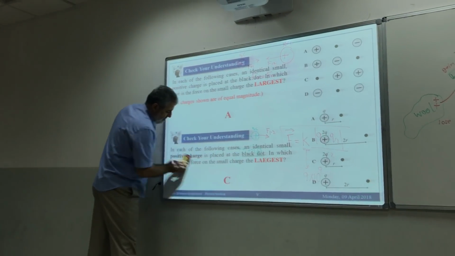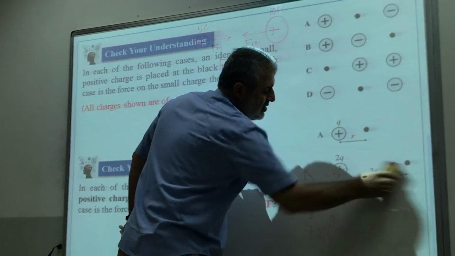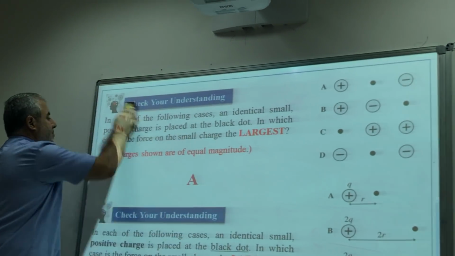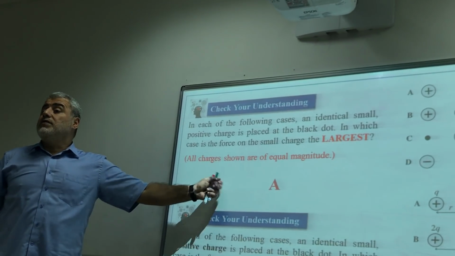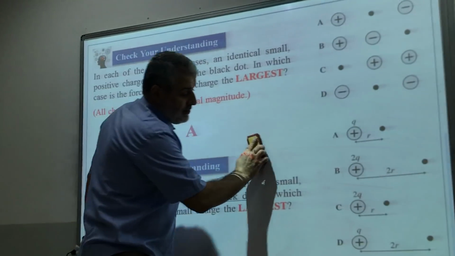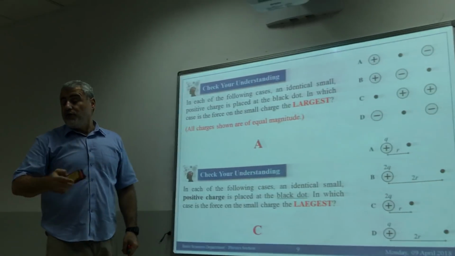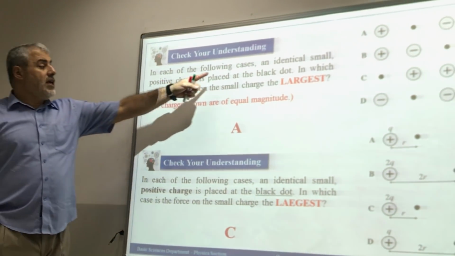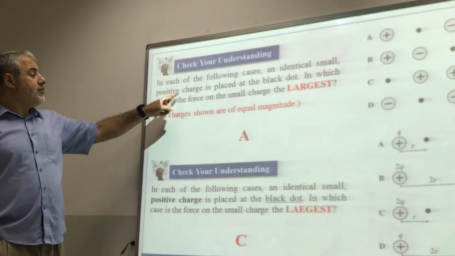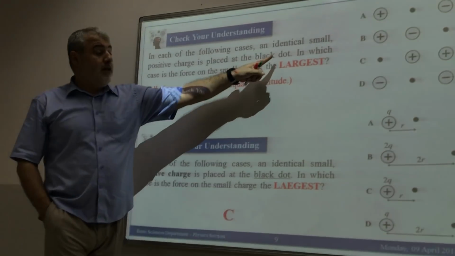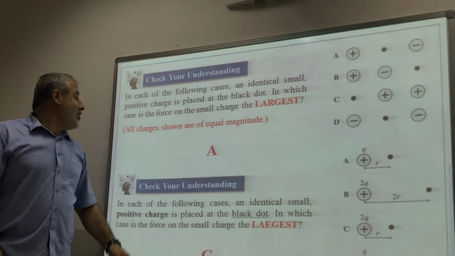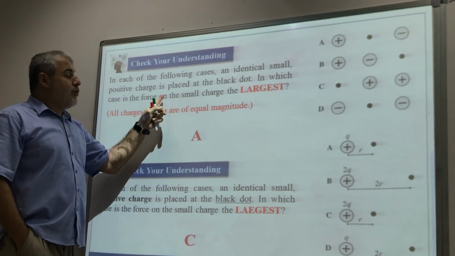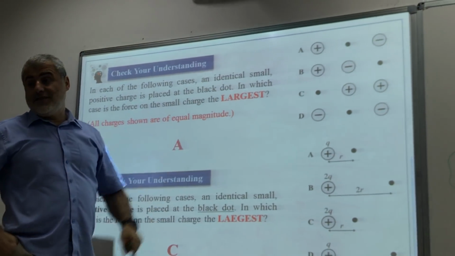I'm going to solve this quickly because we are trying to finish this lesson today. We're almost done. Pay attention. These are good questions, and we expect them because they are from your textbook. In question 1, in each of the following cases, an identical small positive charge is placed at the black dot. In which case is the force on this small charge the largest?